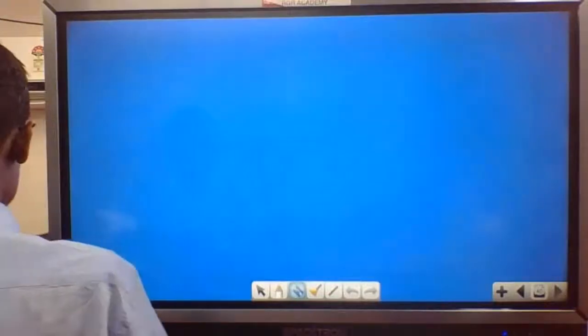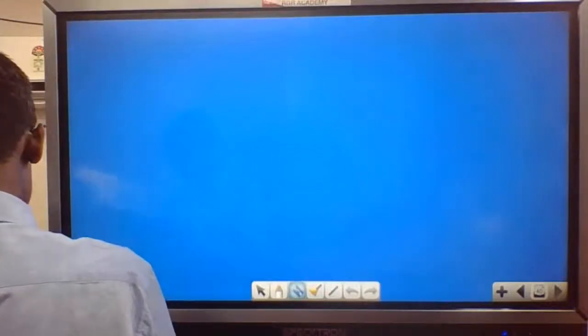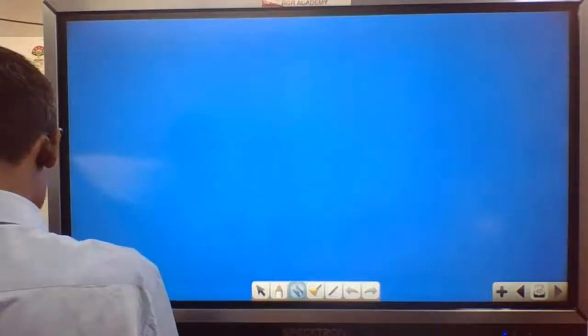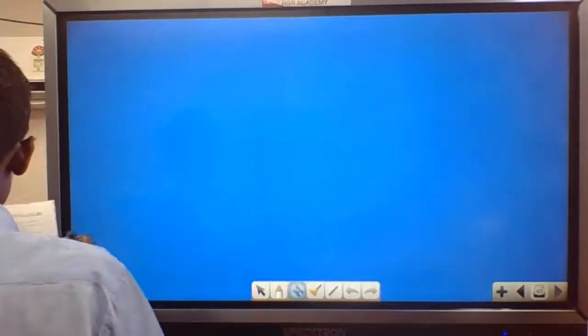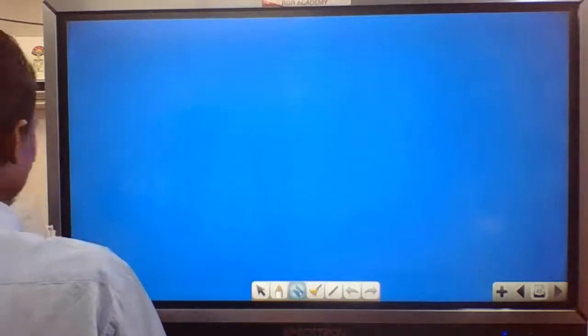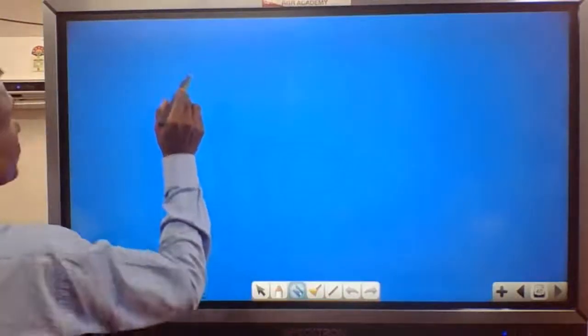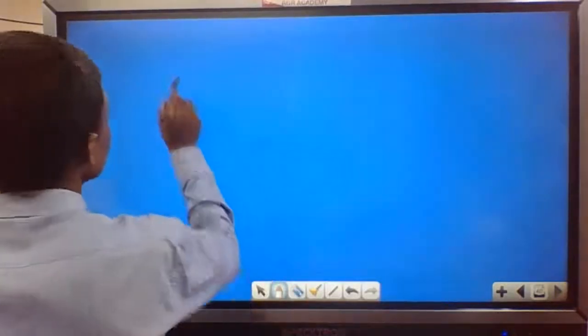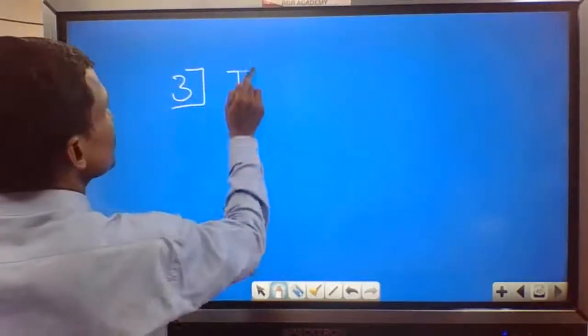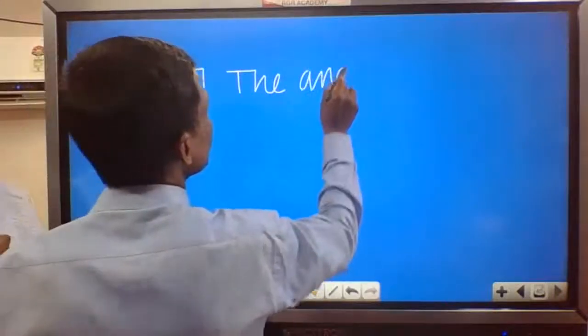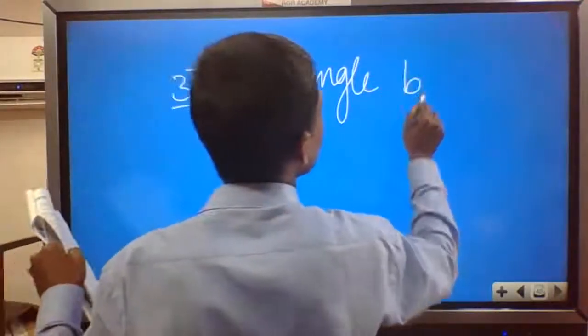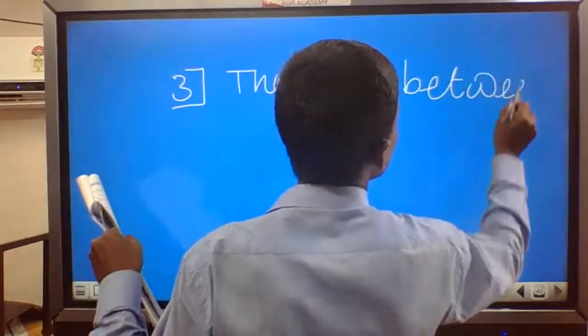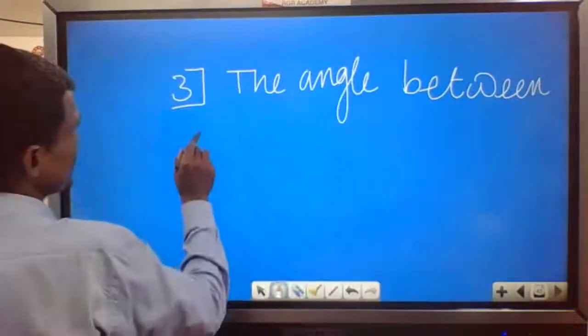The next problem. The next problem, the angle between the lines. Third problem, angle between the lines.